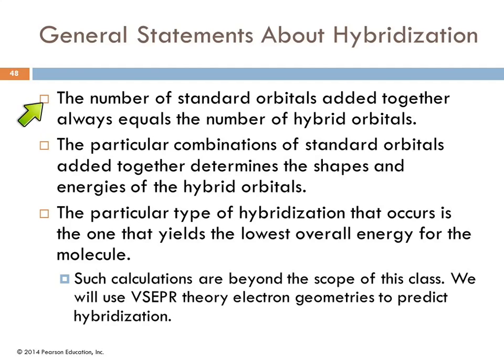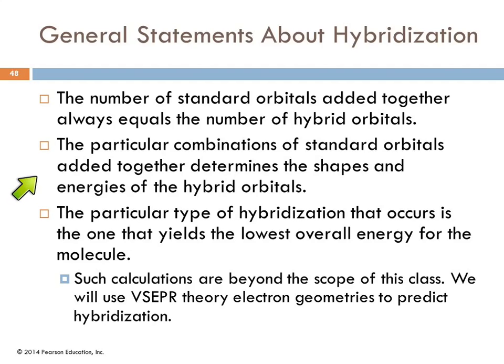The number of standard orbitals added together always equals the number of hybrid orbitals. If you hybridize 3 orbitals, you end up with 3 hybrid orbitals. If you hybridize 4 orbitals, you get 4 hybrid orbitals. So you always end up with the same number of orbitals. And the particular combination is going to determine the shape and the energies of these orbitals.